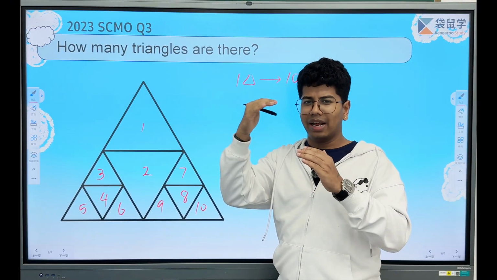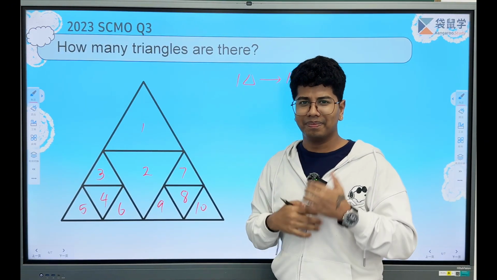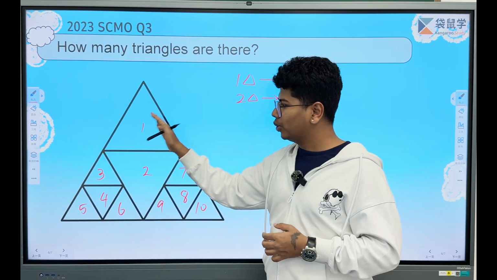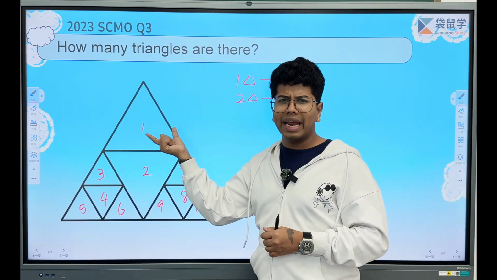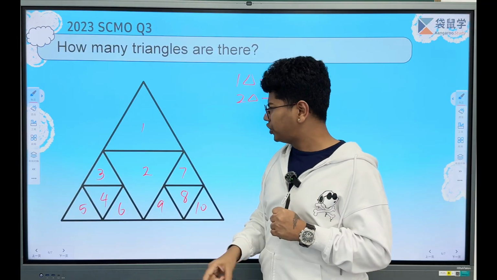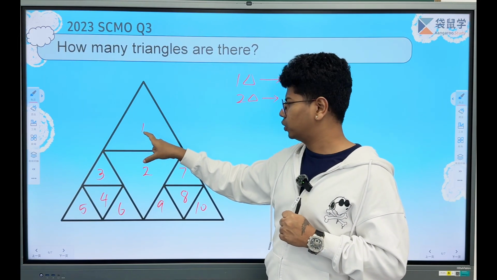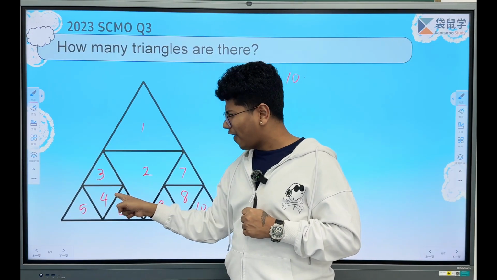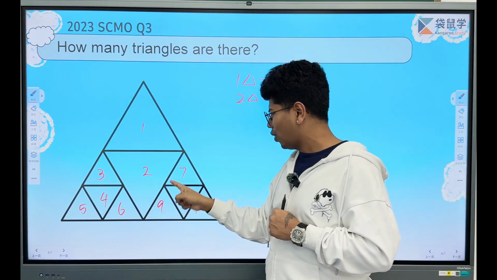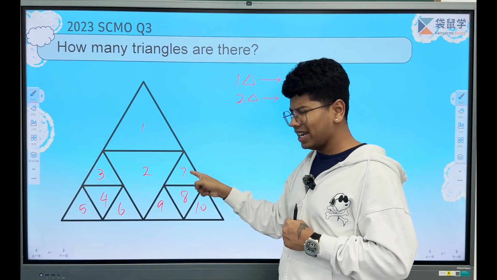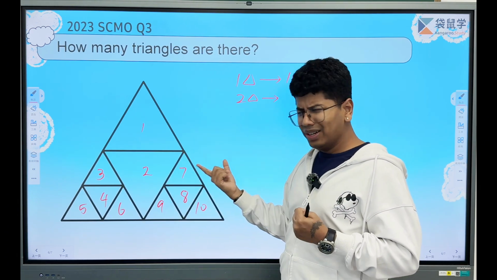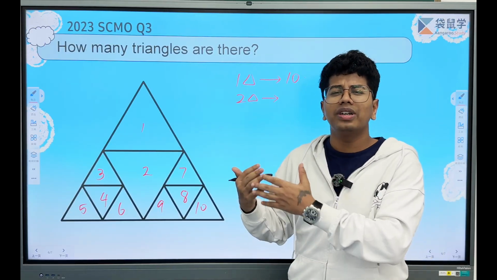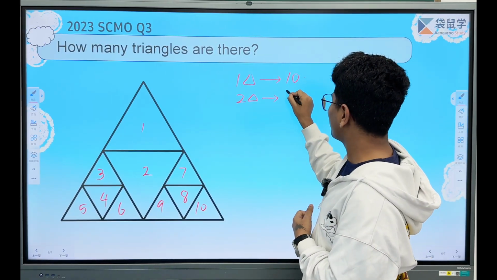Then after one triangle, what is the next number I can try? We can try two triangles together. When I combine two triangles, are there any two triangles I can combine? We can check 1 and 2, can I combine? No. 2 and 3, of course not. 3 and 4, 4 and 5, 4 and 6, no. 2 and 7, no. 7 and 8, no. 8 and 9, no. 8 and 10, no. Any two triangles I combine, I don't get a bigger triangle, so it is not possible.